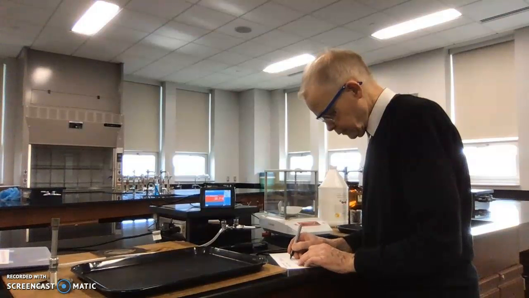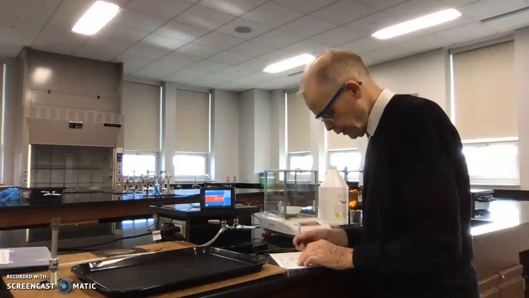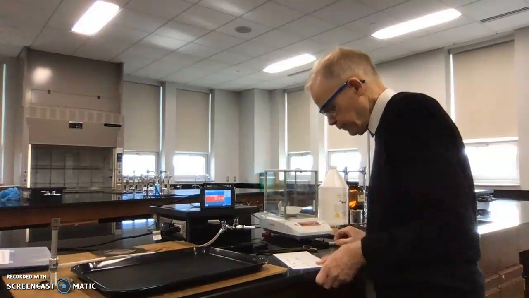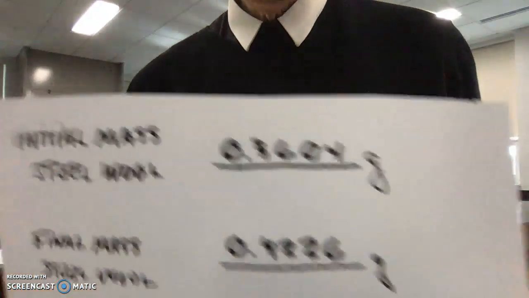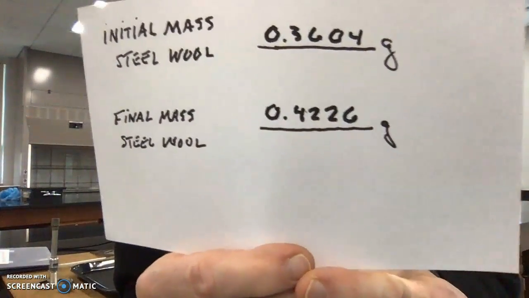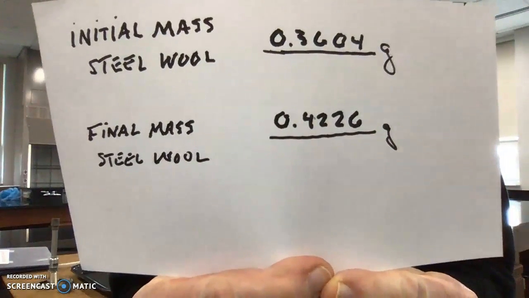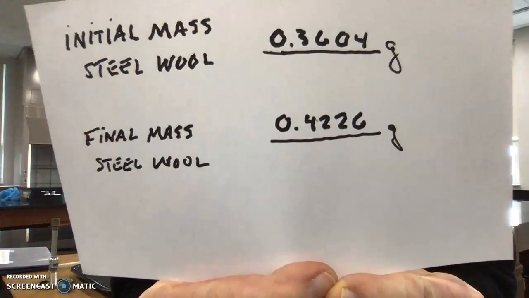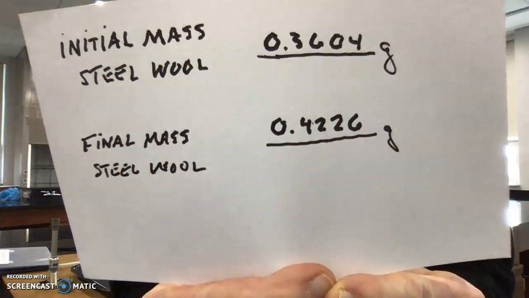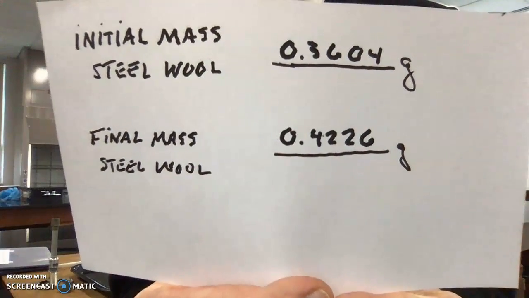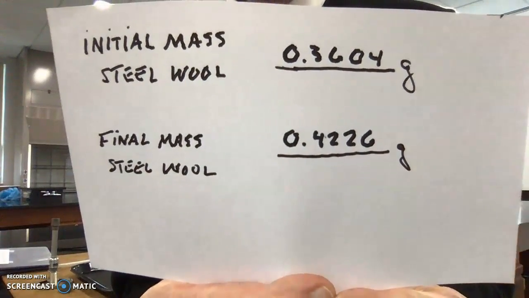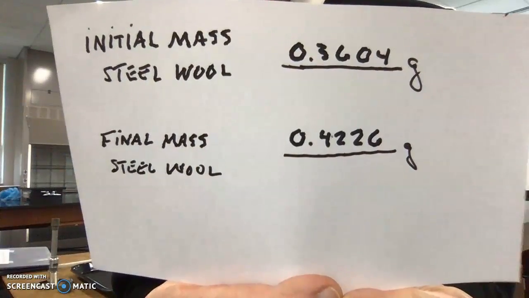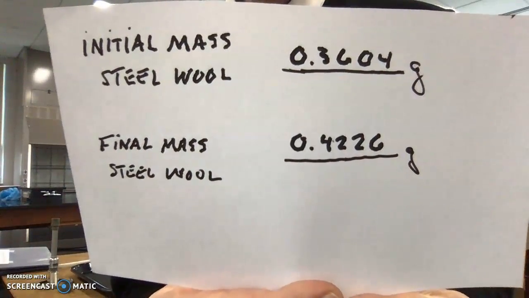0.4226. And I'll give this number to you up close again. So now my new mass is 0.4226. That's the final mass of the steel wool. The initial mass is at the top, and it'd be a good idea if you put these two numbers into your notebook.